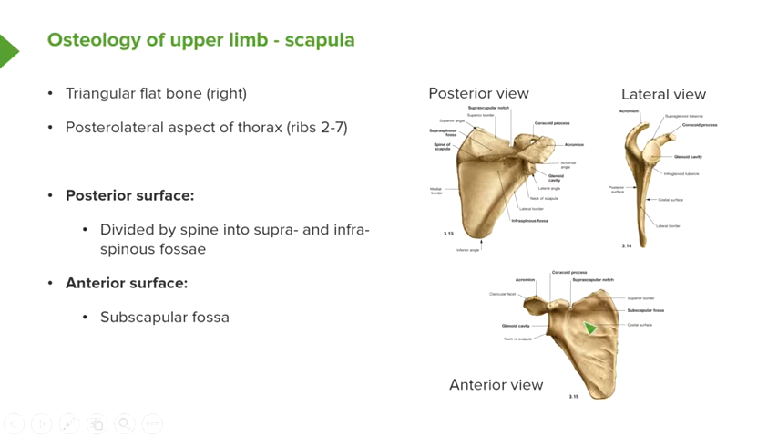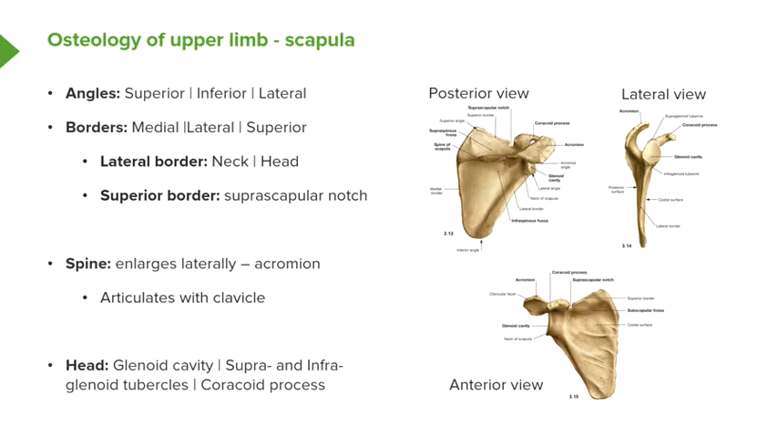On the anterior surface, it's quite featureless really, but we just have a fossa again for the subscapularis muscle. This fossa is known as the subscapular fossa, which we can see here on this anterior surface. So the subscapularis muscle, which we will cover in a few lectures' time, is sitting directly between the ribs and the scapula.